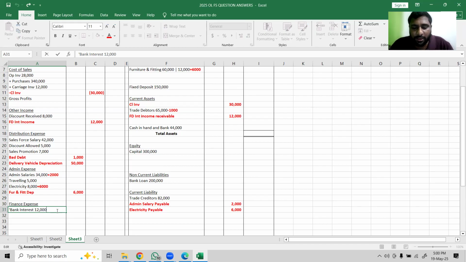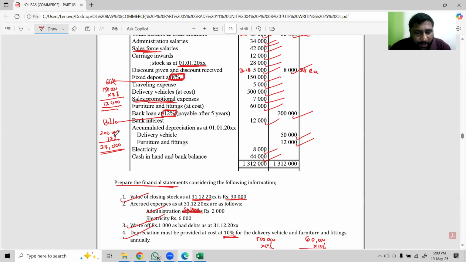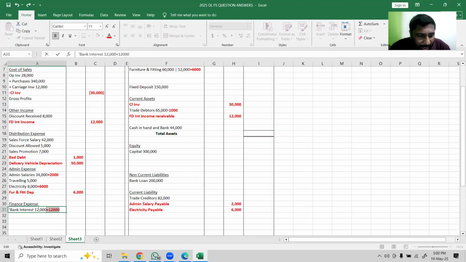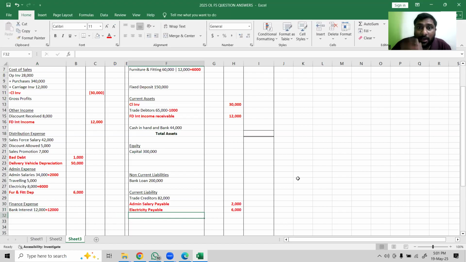So 12,000 is already recorded. So another 12,000 only you have to write. Already 12,000 recorded out of 24. Our interest expense is 24. Out of that, you can clearly see bank interest 12,000 we have already written. Only another 12,000 we have to write. And that 12,000 we have to pay, not yet paid. Out of 24, 12 paid, 12 not yet paid.